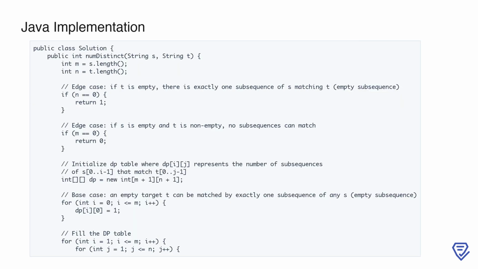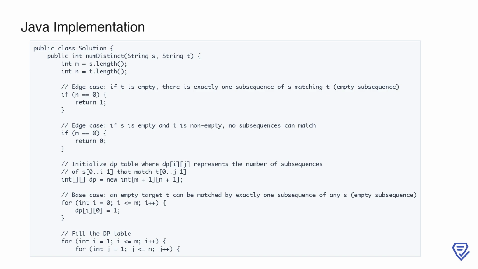In this implementation, we begin by defining the method numDistinct, which takes two strings, S and T, as input. The variables M and N store the lengths of these strings, respectively. Now, we handle some edge cases. If the target string T is empty, there is exactly one subsequence of S that matches T, which is the empty subsequence, so we return 1. On the other hand, if S is empty while T is non-empty, then it's impossible to form any subsequences that match, so we return 0.